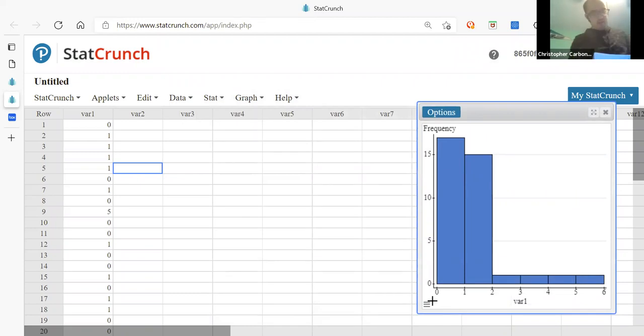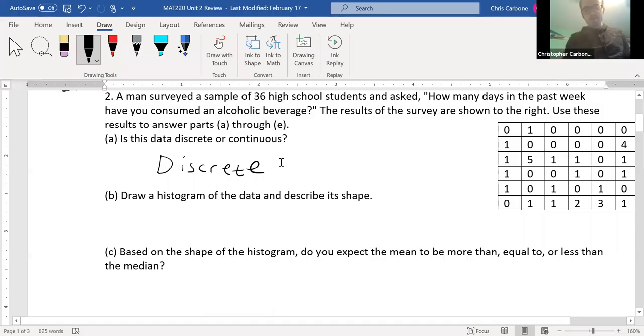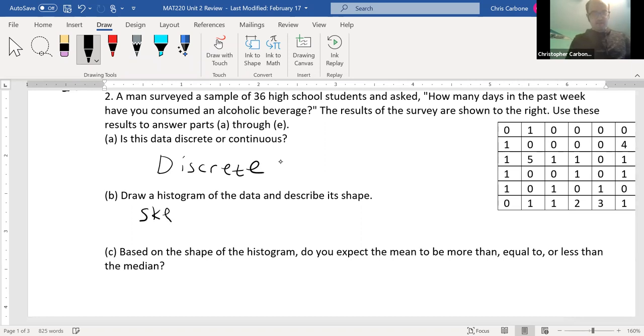And we first want to know what is the shape of this particular graph. So judging by the fact that we have a ton of data there on the left, and it kind of tails off to the right, this would be an example of a distribution where it is skewed right.